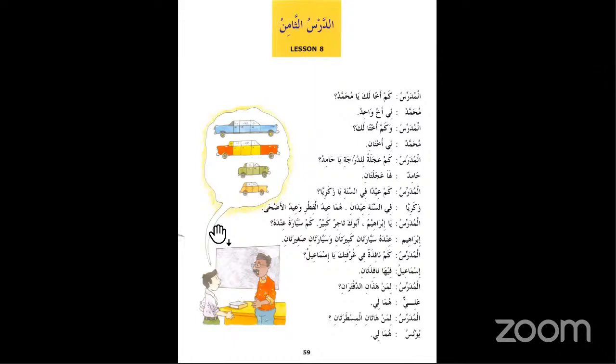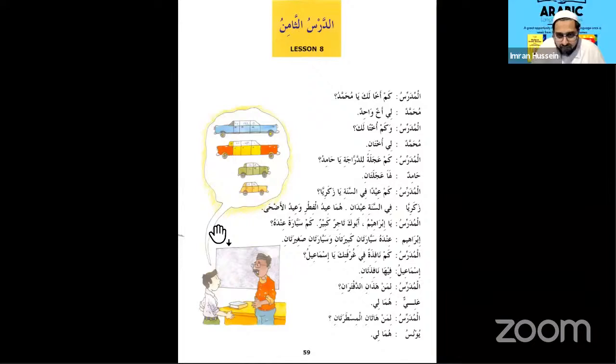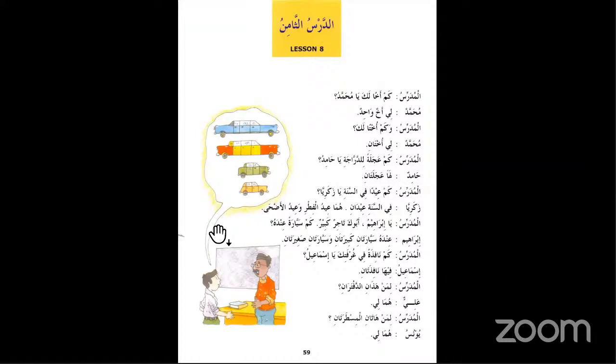لمن هذان الدفتران. We're using hazani here because daftar is masculine. So for whom are these two notebooks, or who do these two notebooks belong to? Correct. Huma li. They are for me.